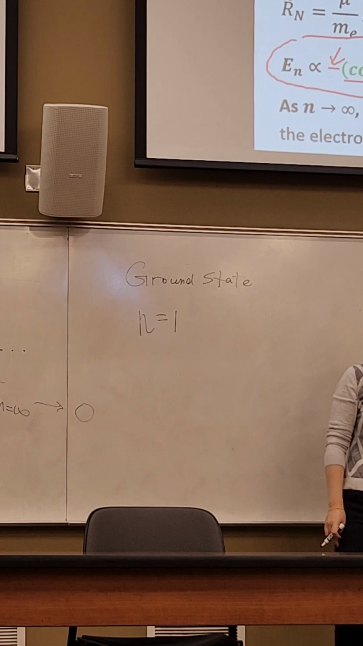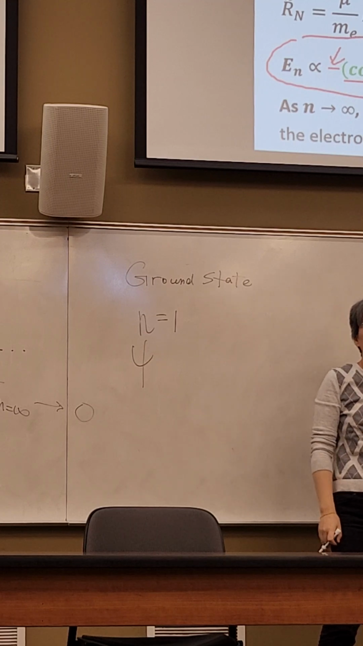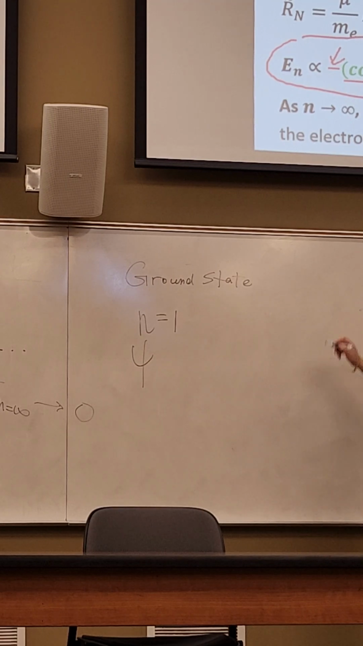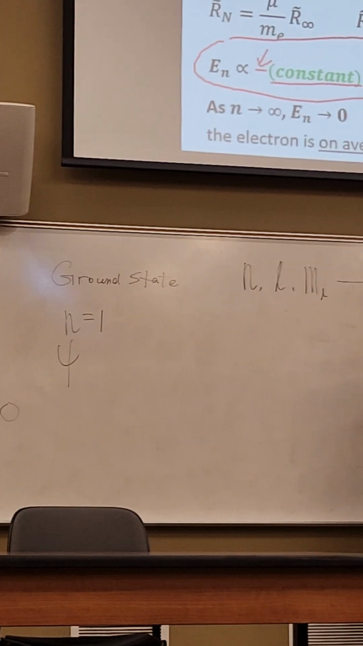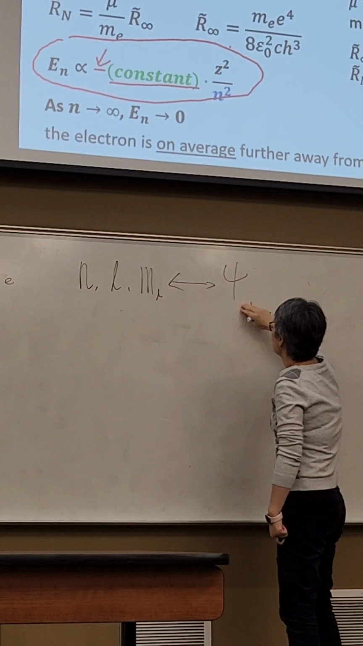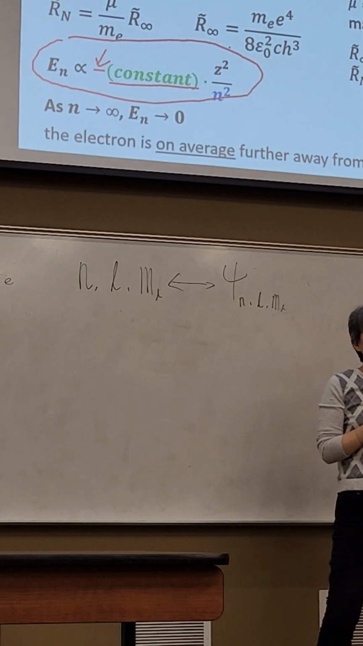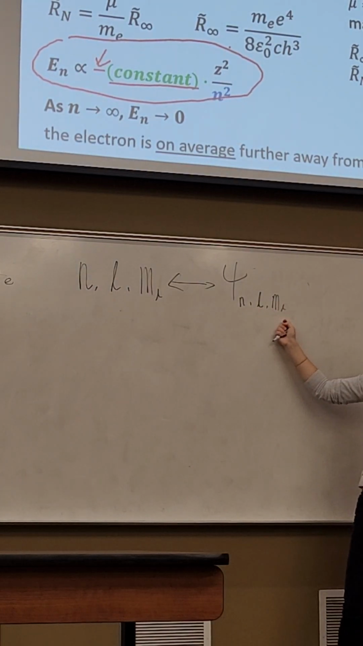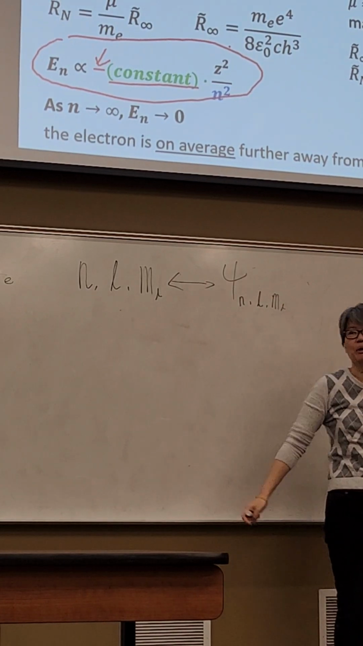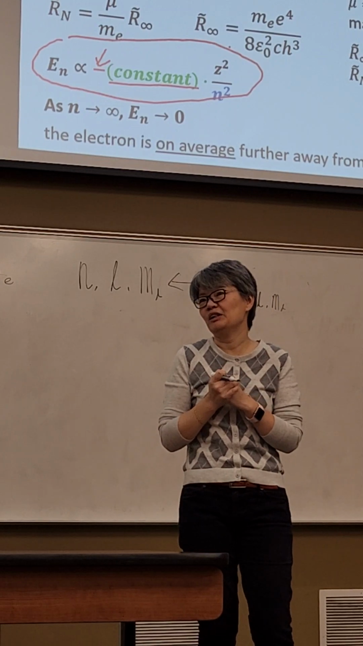All right, when n equals 1, what would be the quantum state? We need three quantum numbers to define the quantum state: n, l, and m sub L. That allows us to decide the wave function. Once we know those three quantum numbers, it allows us to define a wave function using the table I showed you a moment ago. We can write out the exact expression for the electron in a hydrogen atom.